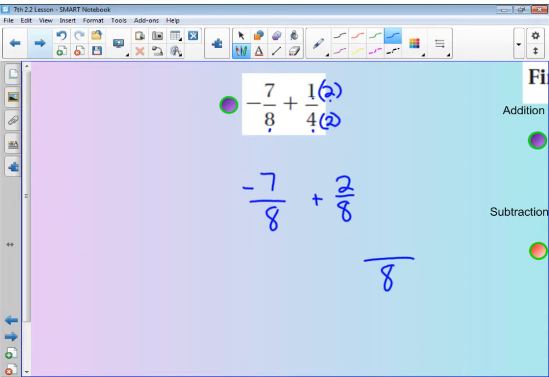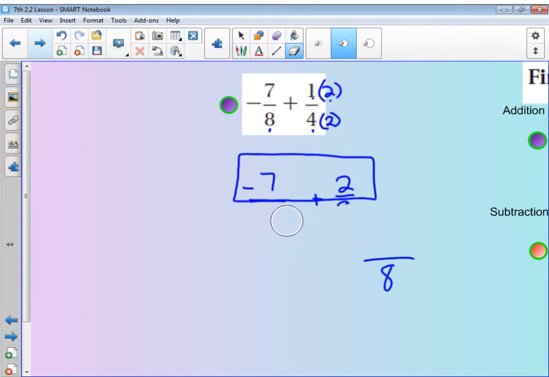And now let's just look at the top numbers and not worry about the bottom. So I have a negative 7 and a positive 2. Those are different symbols, so find the difference: 5. Apply the larger digit's sign. So that would be -5/8.